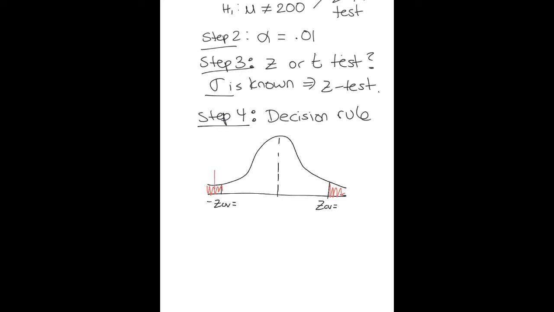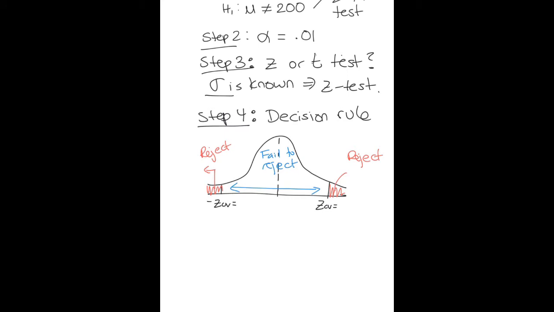Now we know that if we get a test statistic that is less than our negative z-critical value, this is our reject area. Greater than the positive z-critical value is also a reject area. And if we get any value in between the z values, this is fail to reject.